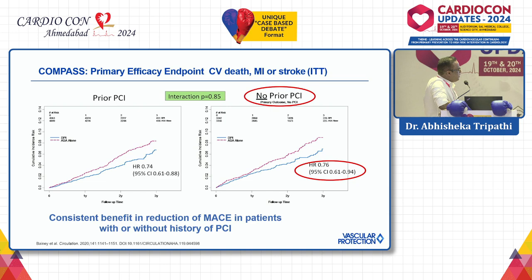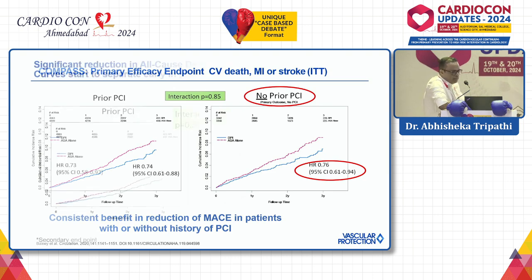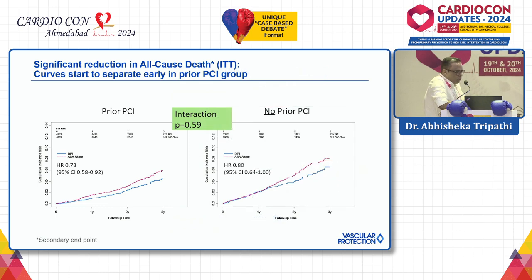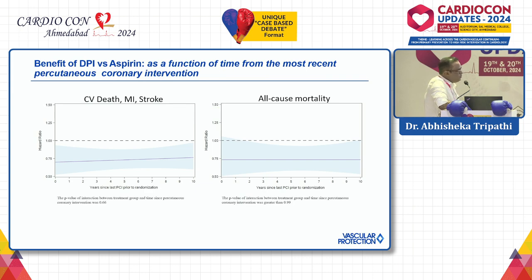The COMPASS primary endpoint prior to PCI: whether PCI was done or no PCI was done, in both groups the benefit was there in terms of reduction of CV death, MI, and stroke. Significant reduction of all-cause death, and the curves start separating early. Whether there was prior PCI or no history of prior PCI, in both groups the benefit is there. If the patient underwent PCI early, the benefit starts appearing early in these patients. And if you see the study till 10 years, the confidence interval remained below 1. So the benefit persisted even for a long duration, even after the PCI or event was done.